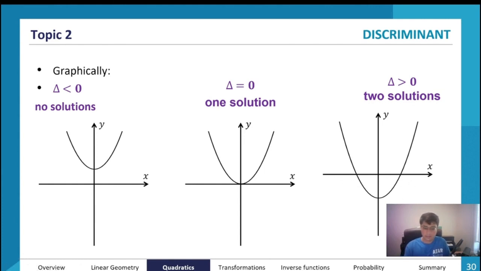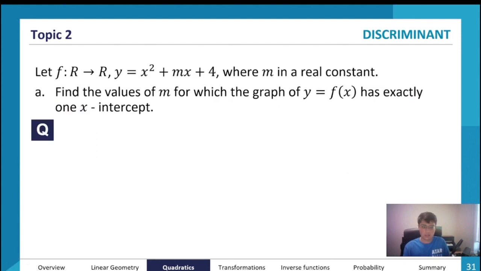So why is this useful, though? Sure, you know this information about how the graph looks, but in the end, you're going to have to look for the x-intercepts and y-intercepts anyways, right? But sometimes you get questions like this, where you have to find the values of m for which the graph of y equals f(x) has exactly one x-intercept. So I'll get my pen out here. This is where we can use that idea of the discriminant.